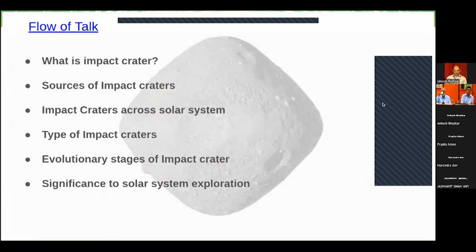We'll be talking about what an impact crater is, then what the sources of these impact craters are, and where we see them. How do we classify them? Do we see different types of craters? And then what are the evolutionary stages? Generally, how is the crater formed after the impact of an asteroid or something, and what is the significance to solar system exploration?